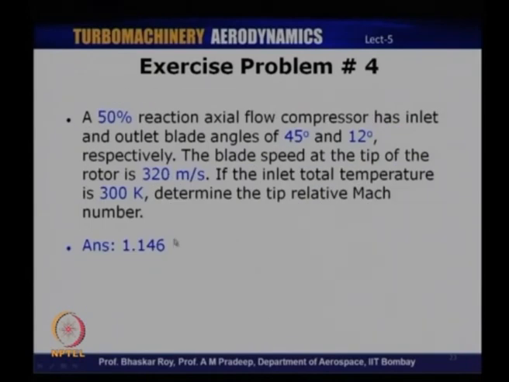0.9. The fourth problem is a 50% reaction axial flow compressor which has inlet and outlet blade angles of 45 degrees and 12 degrees respectively. The blade speed at the tip of the rotor is 320 meters per second. If the inlet total temperature is 300 Kelvin, determine the tip relative Mach number. In this case, the Mach number is 1.146.